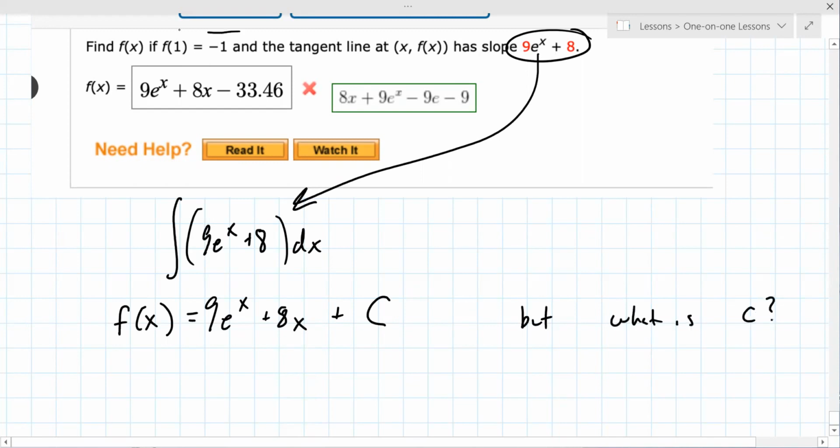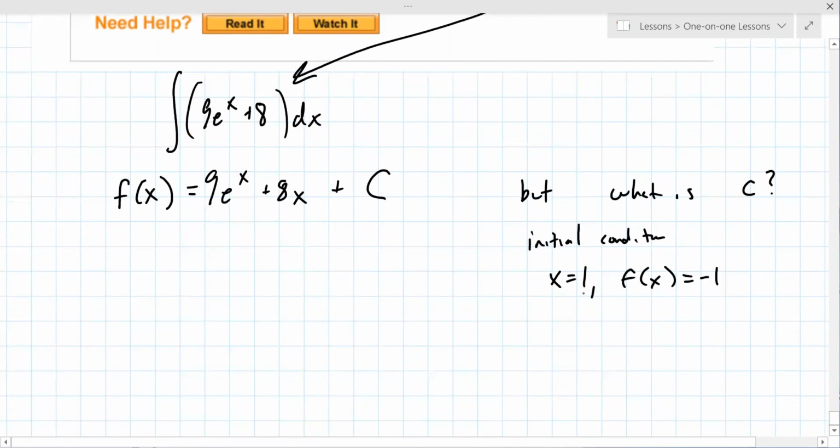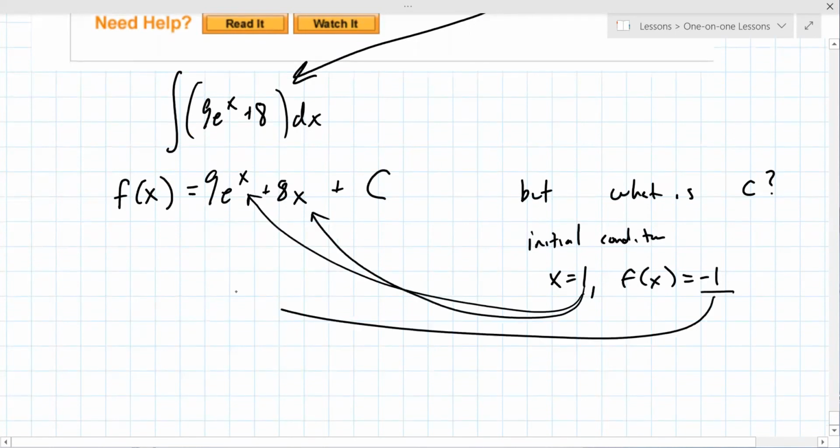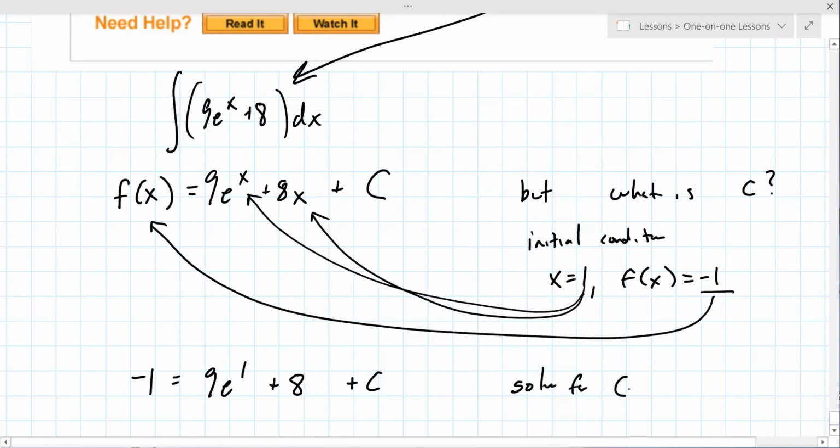Well, c comes from this up here, this boxed in stuff. It comes from what's called an initial condition, or a point on the graph. So you know that when x equals 1, f of x equals minus 1. So we're going to substitute those values in. You're going to substitute 1 for x and minus 1 in for f of x. So that's minus 1 equals 9e to the 1 plus 8 plus c, and then you're going to solve for c.